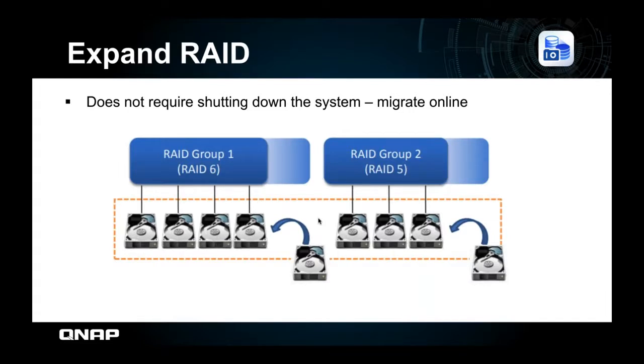RAID expansion is when you keep your same RAID type, but you add a drive, one or multiple drives, to your RAID type. So in this example, we have a RAID 6 of 4 drives, but we're adding a drive to it to make it RAID 6 with 5 drives to increase the capacity of that RAID 6. Or here we have a RAID 5 with 3 drives. We're adding a drive to make it RAID 5 with 4 drives to increase the capacity of that RAID 5. So RAID expansion is when you keep the same RAID type, but you increase its capacity by adding one or more drives.